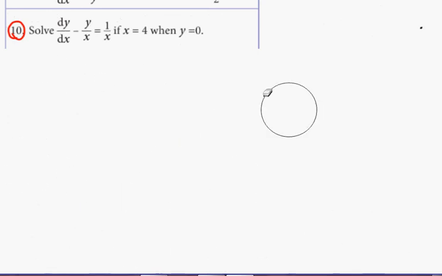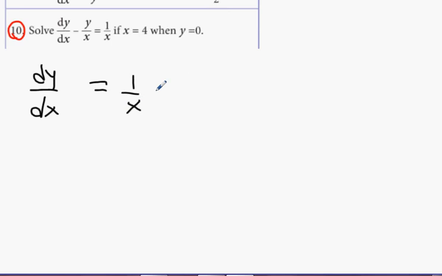Any ideas what to do with 10? What's the first thing you'd do? Step 1 is you always get dy dx on its own side of the equal sign. Anything else that's preventing that from occurring needs to move over. Okay? So you have 1 over x minus y over x. What can I do with these two fractions? Plus y all over x.